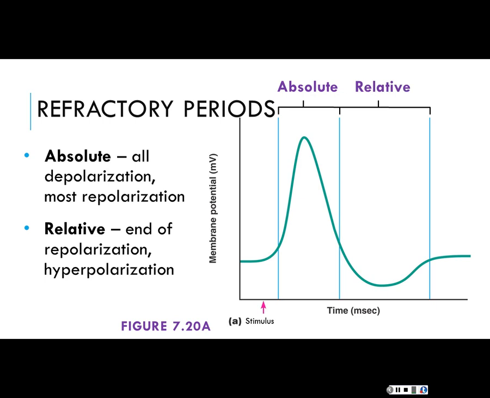So again, the refractory periods just ensure that one action potential is handled and the cell gets back to rest before it generates another. So can our action potentials be summed? No. Action potentials cannot be summed. But what can be? Graded potentials. So another way to say this is these refractory periods prevent the summation of action potentials.